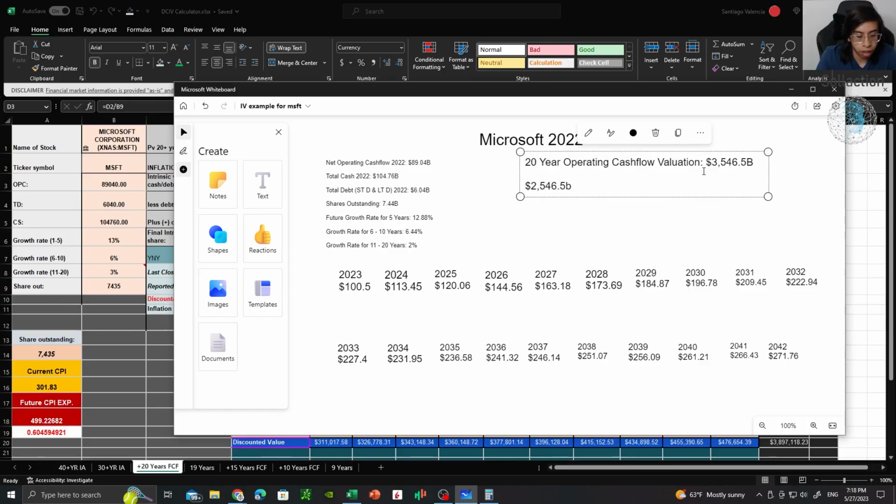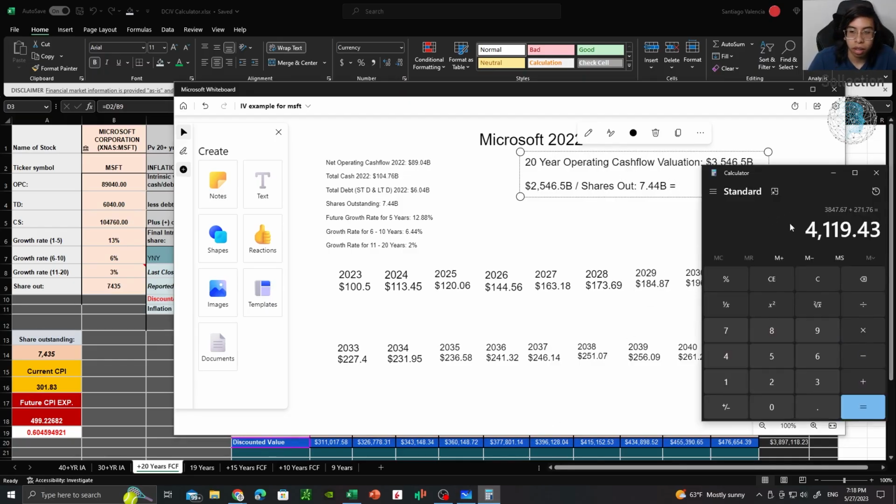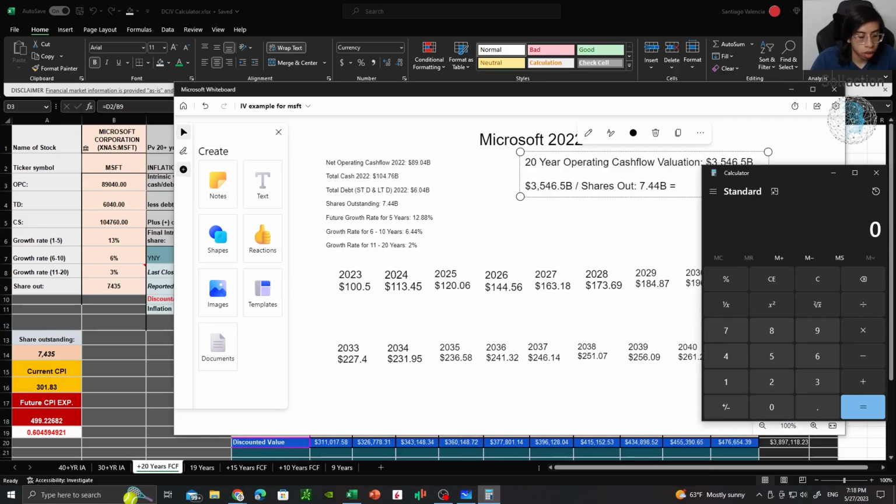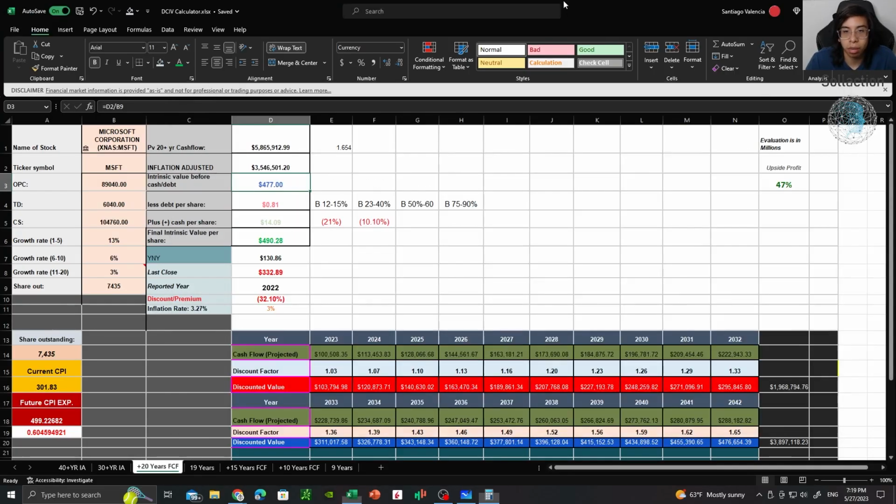3546.5 billion divided by the shares outstanding, right? Which would be, and I'll call this the shares out. That's what it means. Shares out to be 7.44 billion equals, we can do it here on a calculator. Oh, sorry, that was 3. So 3546.5, each digit is a billion, divided by 7.44 is about 476.68.